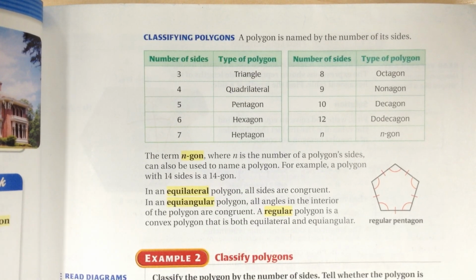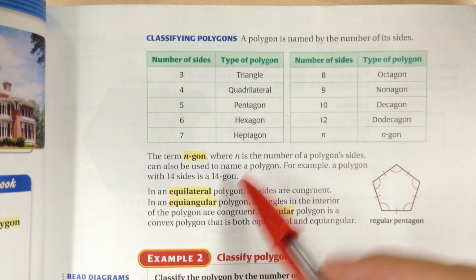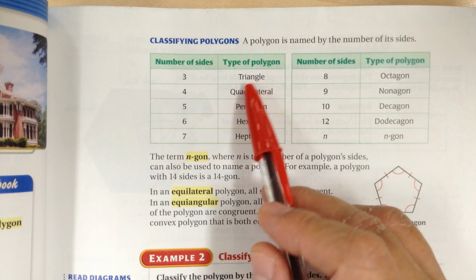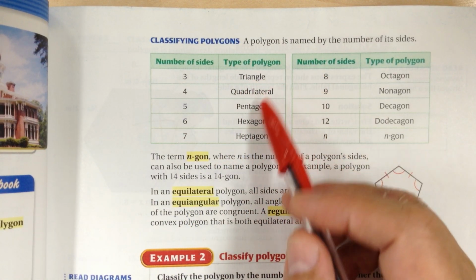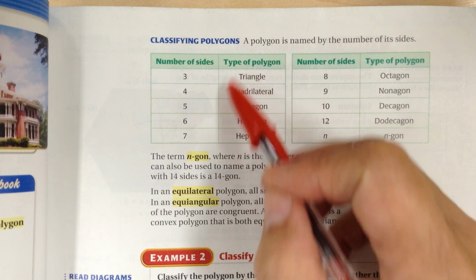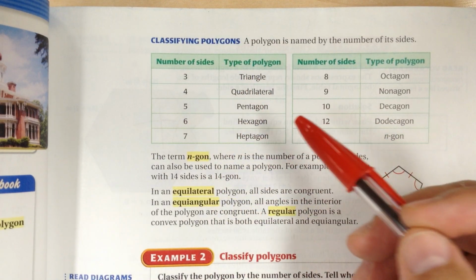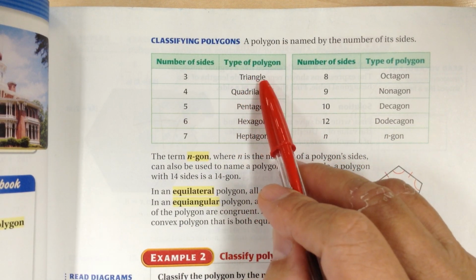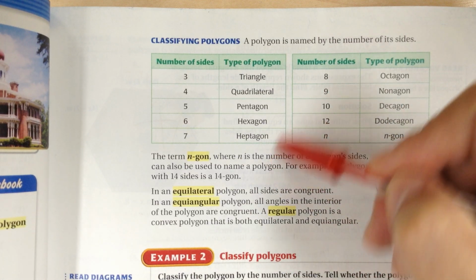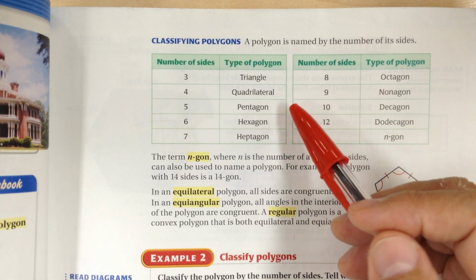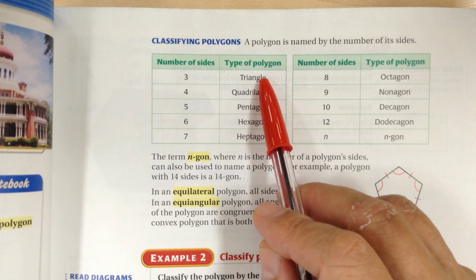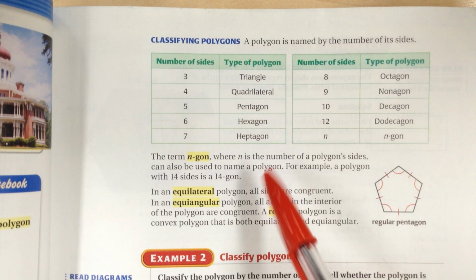Now let's go to page 43. That's how you name the polygon. So 3 sides is called a triangle, because when you have 3 sides, you have 3 angles. Tri means 3, angle means it's formed by 2 rays, or 2 sides. So a triangle means a shape has 3 angles.